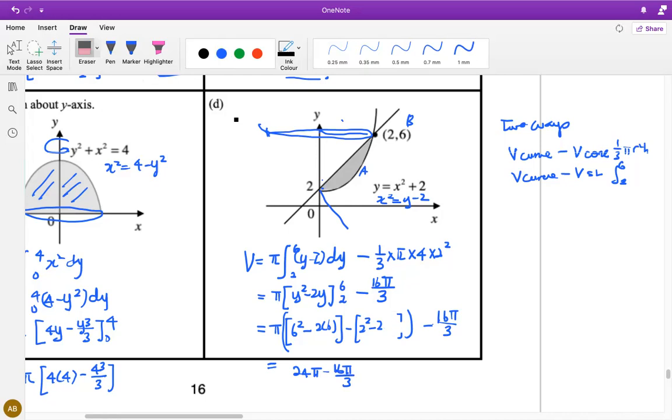This one is 2 times 2, 2 squared minus 2 squared, you get 0. So you will get your answer. Try yourself. You should get 56 over 3 pi unit cubed, right? You can use your calculator to check the answer. Don't worry, I will check also.